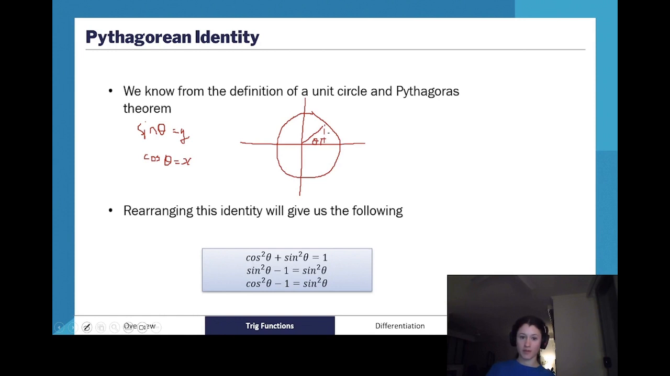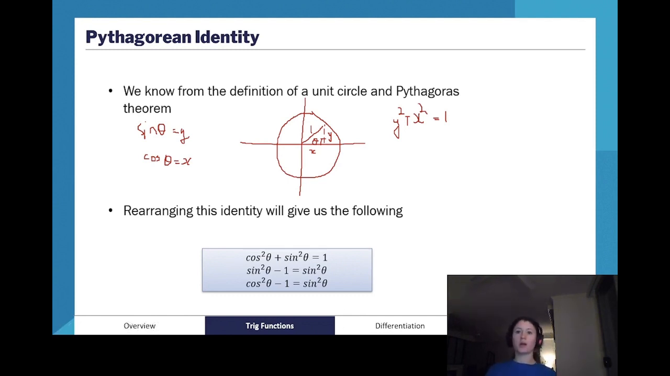As you can see, this length here is going to be y, and this length here is going to be x. And this hypotenuse is going to be 1. So what we can see from this is applying our Pythagoras theorem to right angle triangles, y squared plus x squared is going to be equal to 1, right? Because we have c squared equals a squared plus b squared.